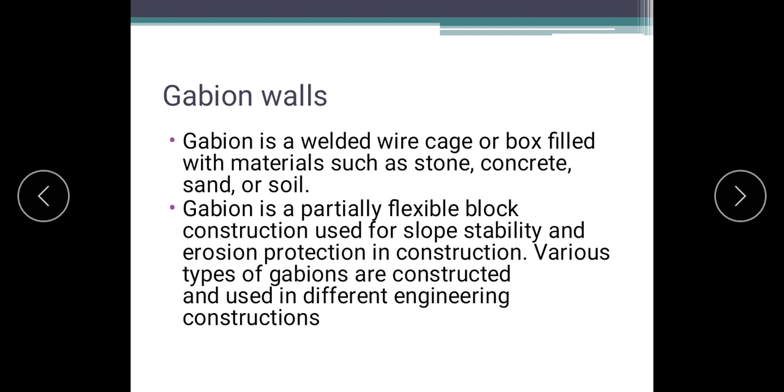Gabion is a welded wire mesh in a box shape, or maybe flexible material can also be used, which is filled mostly with stone or rock material. We can also use concrete, sand, or soil. Gabion is a partially flexible block construction used for slope stability and erosion protection in construction. Various types of gabions are constructed and used in different engineering constructions.